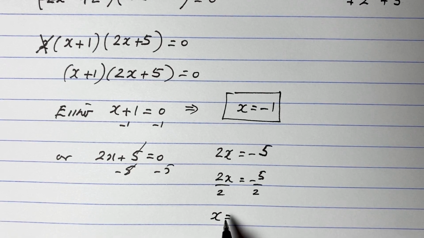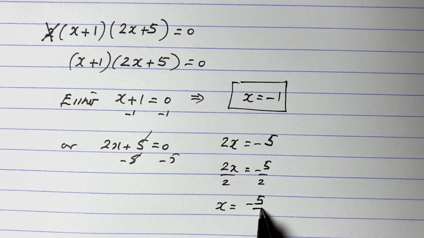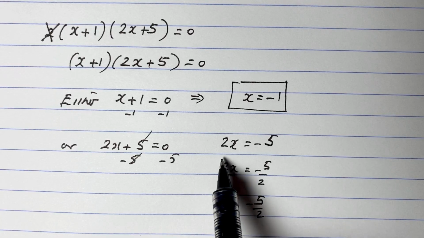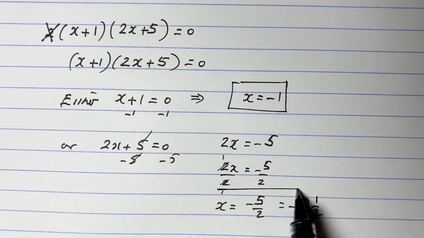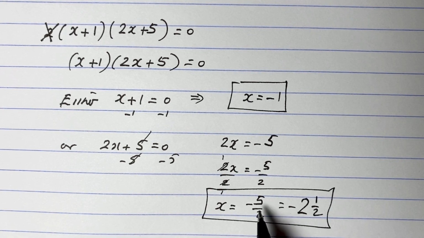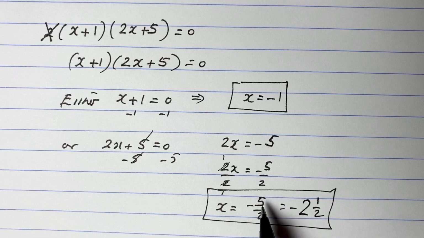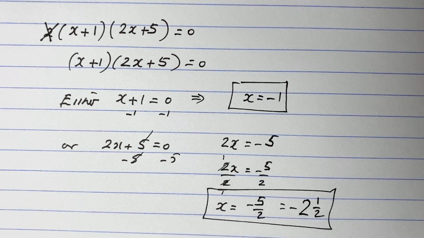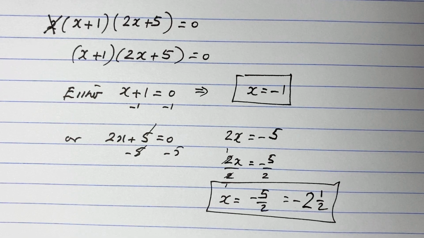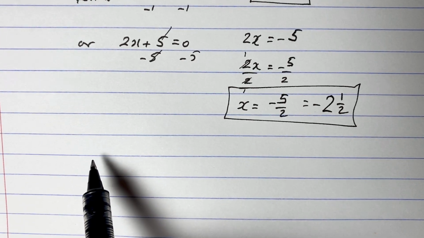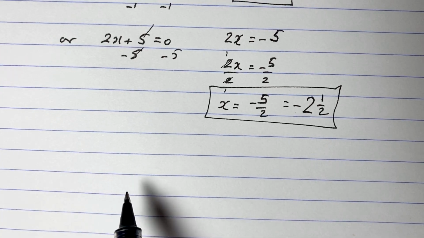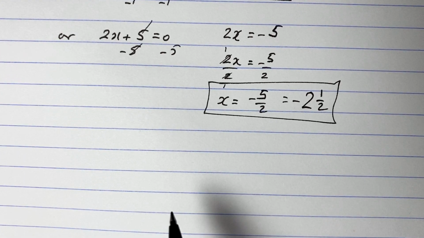So x equals minus 5 over 2, because 2 and 2 cancel here, or minus 2.5. So two answers, two solutions, two roots for this question. Now I'm going to use the method of applying a formula in order to solve quadratic equations.